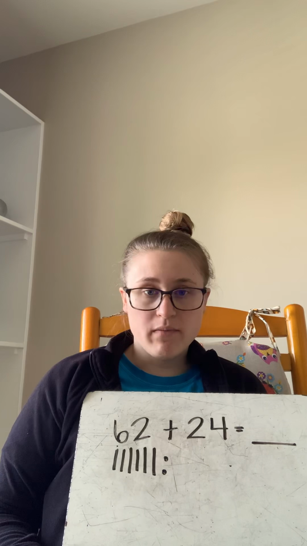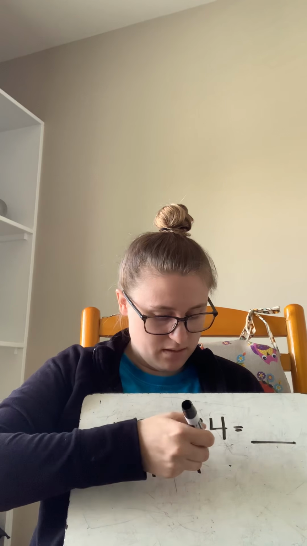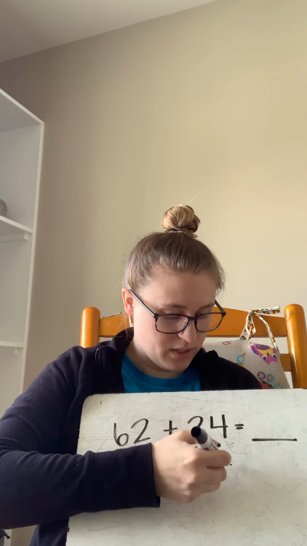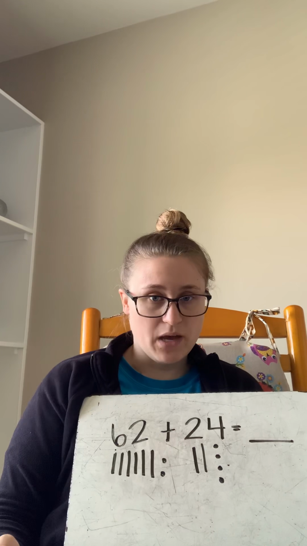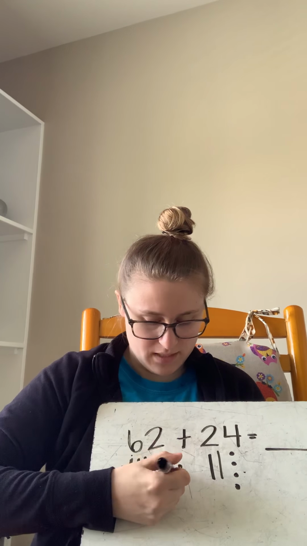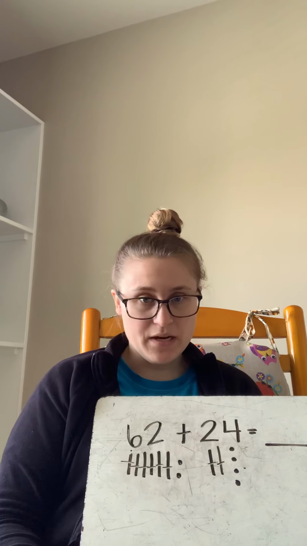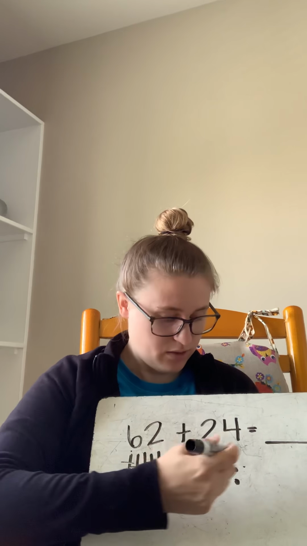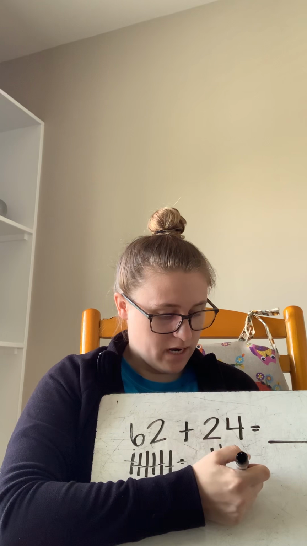Now step 2 on my anchor chart tells me that I need to draw the second number with rods and dots. So 10, 20, 21, 22, 23, 24. Okay, now step 3 tells me that I need to count the tens. So 10, 20, 30, 40, 50, 60, 70, 80. And then step 4 tells me I need to count my ones. So 81, 82, 83, 84, 85, 86. So I used rods and dots to figure out that 62 plus 24 equals 86.